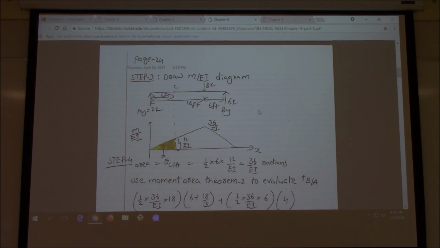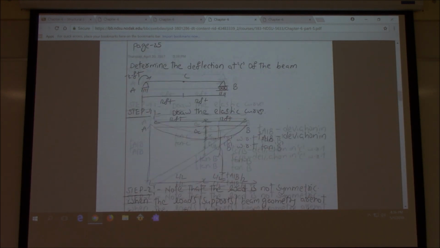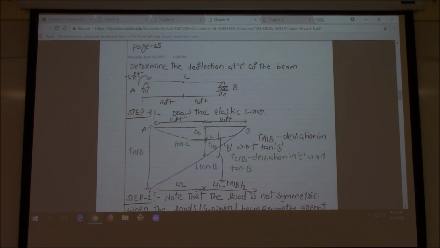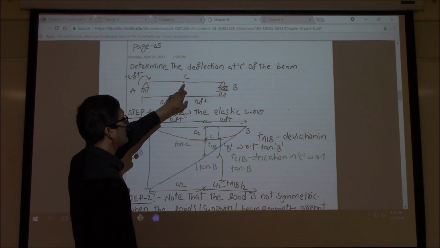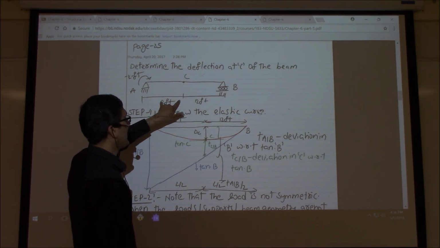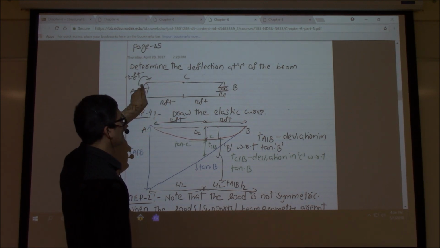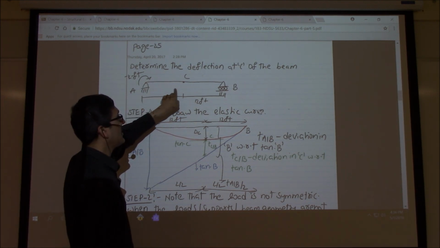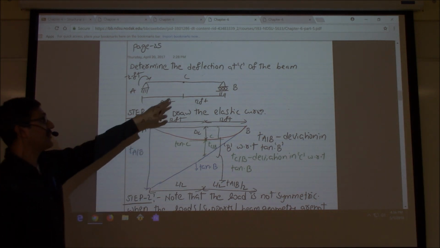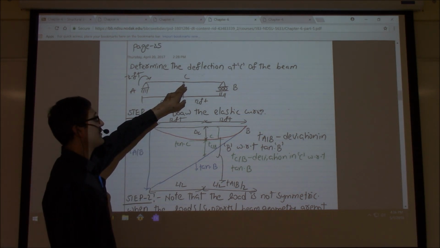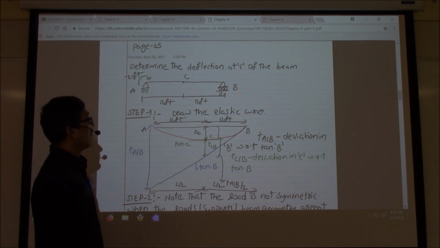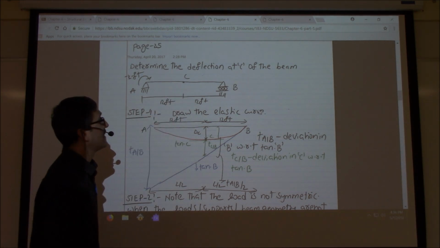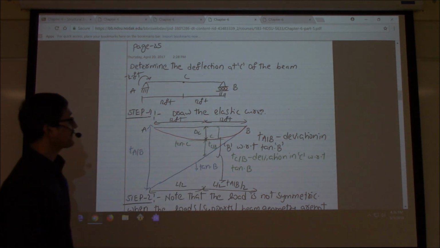Now let's look at a different problem. This is another simply supported beam. We are supposed to find out the deflection at the point C. Although this point C is located at the center of the span, please remember that the loading is asymmetric here, so this will not bend symmetrically. So we do not know whether the maximum deflection is at the point C or not. So from here we have to determine what the deflection at the point C is.